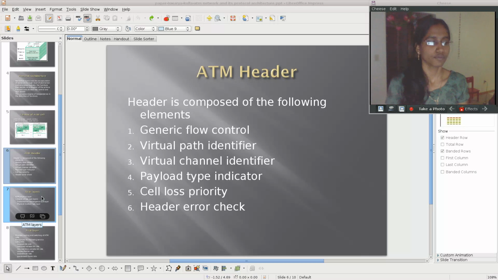The virtual channel identifier is within the specified virtual path. The virtual channel identifier defines a virtual channel for a particular cell. Similar to virtual path identifiers, these virtual channel identifiers are also manually configured for permanent virtual circuits, and for switched virtual circuits, they are found during the connection setup.